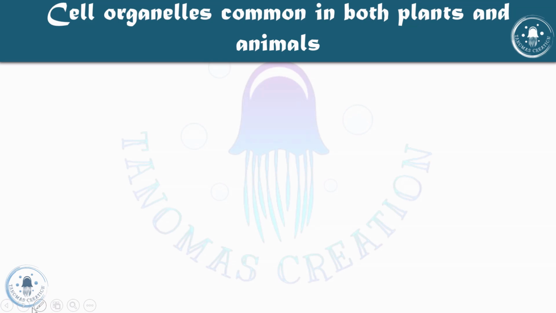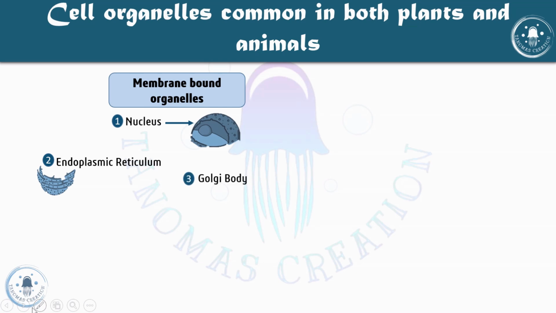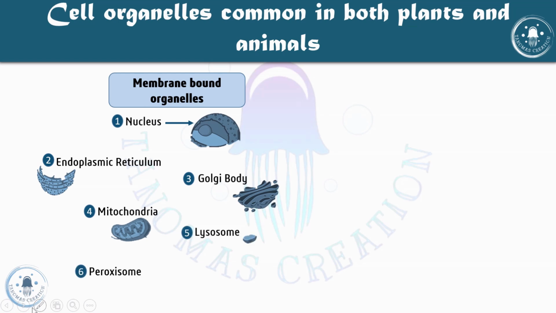So first, the cell organelles that are common in both plants and animals. They can be divided into two: membrane bound organelles and organelles without membrane. First, coming to the membrane bound organelles, first we have the nucleus. Second is the endoplasmic reticulum. Third, Golgi body. Fourth is mitochondria. Fifth is lysosome. Sixth is peroxisome. And seventh is glyoxysome. So these are the membrane bound organelles that are present in the eukaryote.